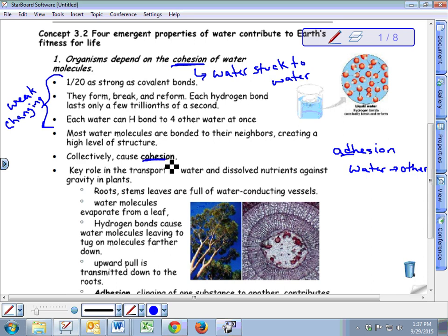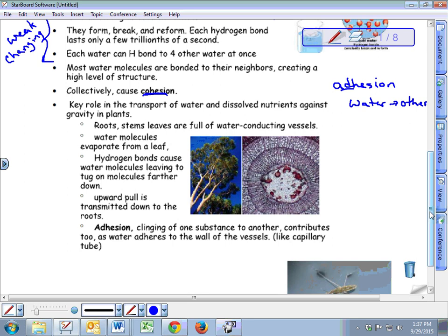So that is all called cohesion, all this water sticking to each other. Down here was the adhesion. All right. If it weren't for water's property of cohesion, life could never have gone up.